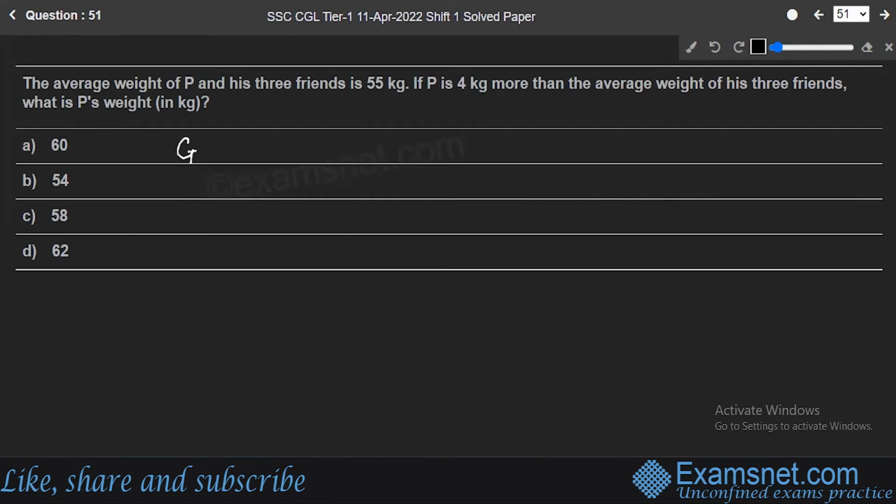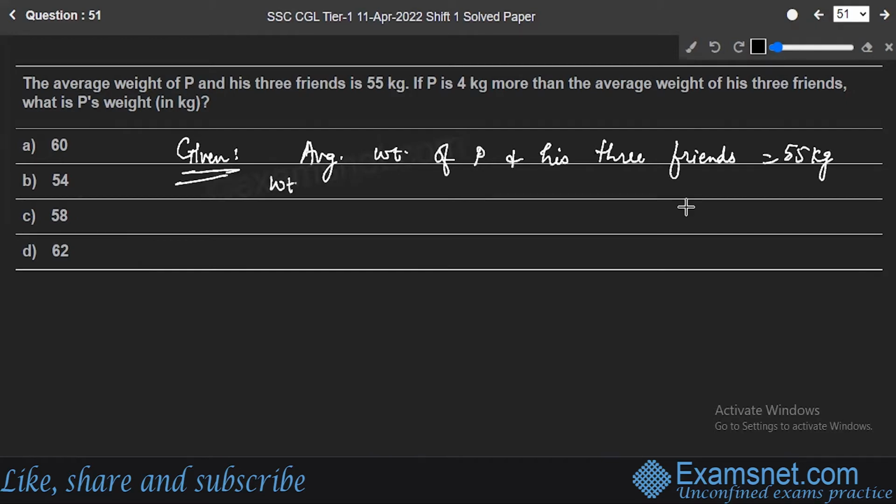Let's see first of all what things are given. We are given the average weight of P and his three friends. What is it? 55 kg, right? So also we are given one more thing. The weight of P is equal to 4 kg more than the average weight of the three friends.